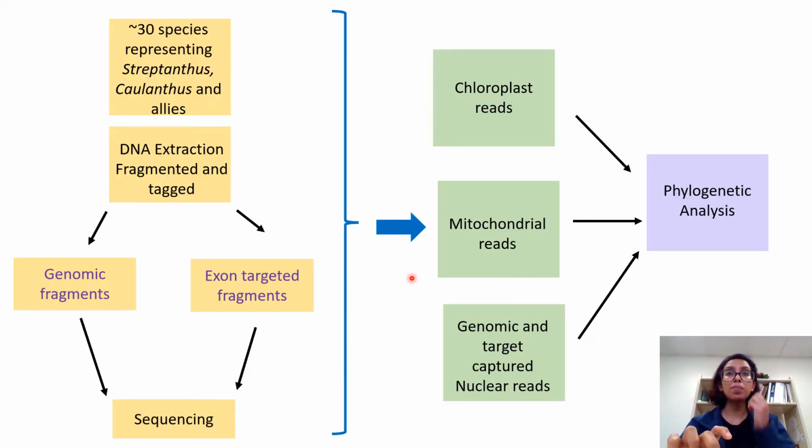This is the experimental outline of this project. I have used approximately 30 species related to CAB and CAA and have done sequencing for genomic fragments and also exon capture targeted fragments. Using those sequencing data, I have built three separate phylogenies for the chloroplast genome, mitochondrial genome, and nuclear genome.